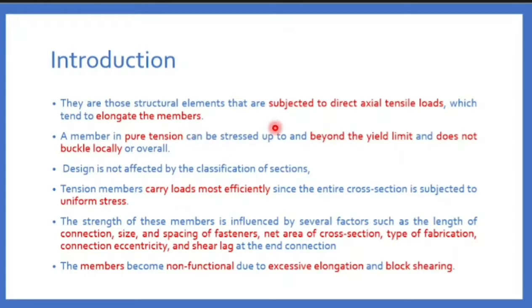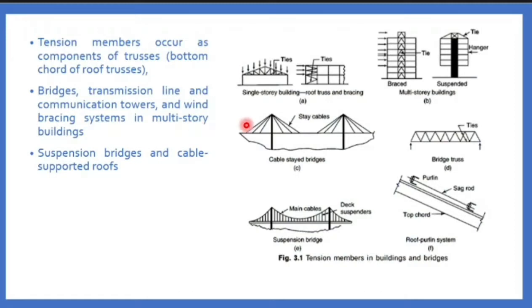Tension members are structural elements that are subjected to direct axial tensile load and tend to elongate. Let me start from here. This is a cable stayed bridge. What do you mean by cable stayed? You will have a pier, and only two piers will be here. With these you will have cables, all of which are steel only. Now by using these cables you will have a flat element. This is the slab, and from the slab all the loads will be transferred.